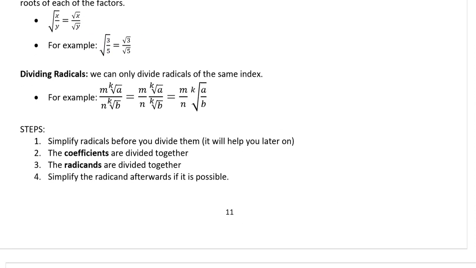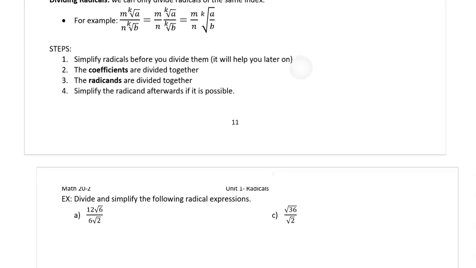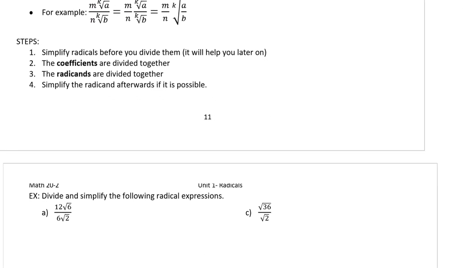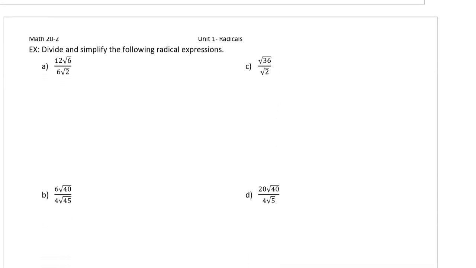And if we had mixed radicals, then it's going to be the same, but we divide our coefficients, m over n, and we divide our radicands as well. So just like before, the steps are great to look at, but let's just try a few, and I think we'll start to get a feel for this.